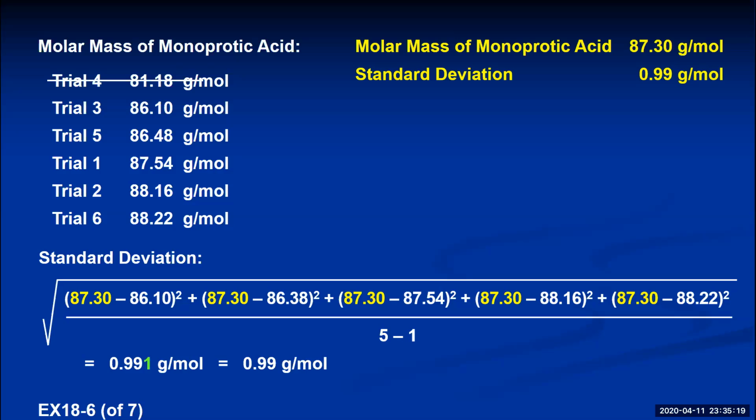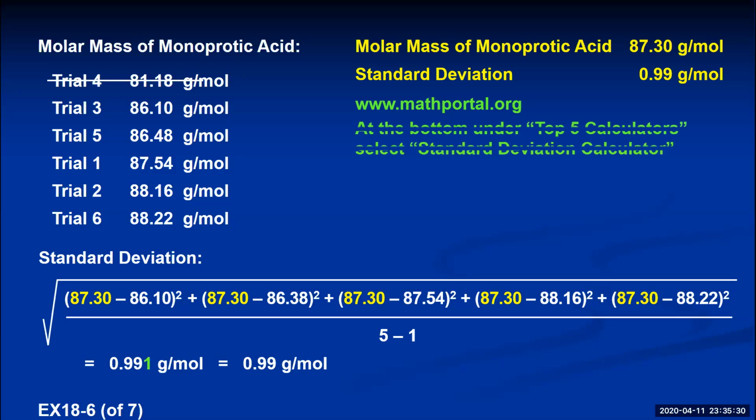Now, the calculation is a bit intensive. You can certainly do this even if you have up to 10 trials. It's not the end of the world. But if you want to have it done for you, you can go to www.mathportal.org. If you go to that website, at the bottom left, it says top 5 calculators. And one of those top 5 calculators is a standard deviation calculator. Select that. When you select that, there'll be a box for you to enter data in. I've got 5 pieces of data to enter, so I would enter 86.10, comma, 86.48, comma, 87.54, comma, et cetera, et cetera. So all the data points, in this case 5, are entered separated by commas.